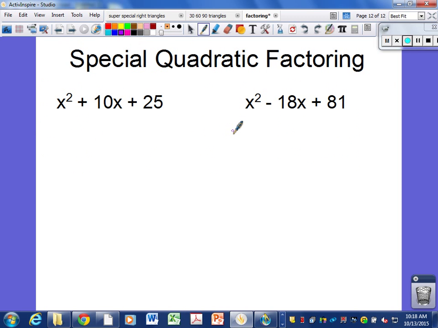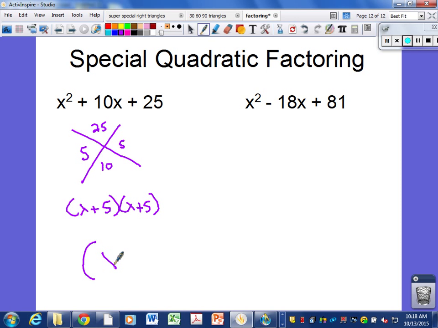Okay. Now these ones are sums. So you'll notice what numbers multiply to give you 25 and add to give 10 are both 5. So rather than writing x plus 5 and x plus 5, traditionally you see this as x plus 5 squared. Okay? So anytime you have two of the same factors, you write it as one factor squared.